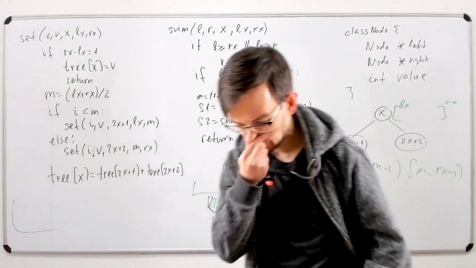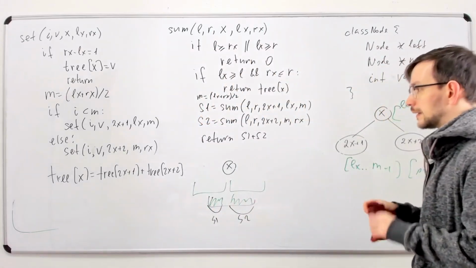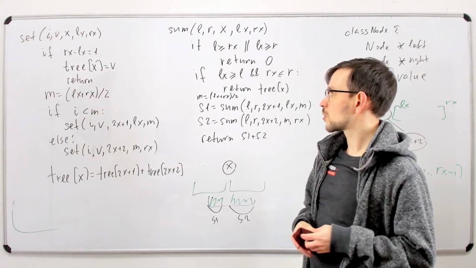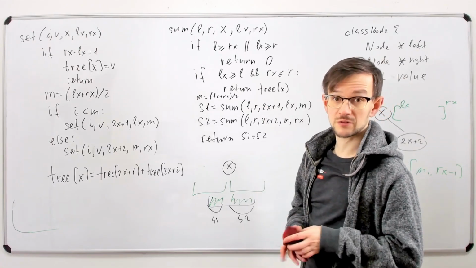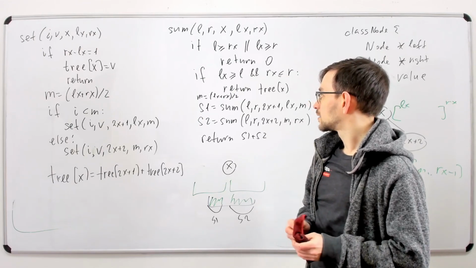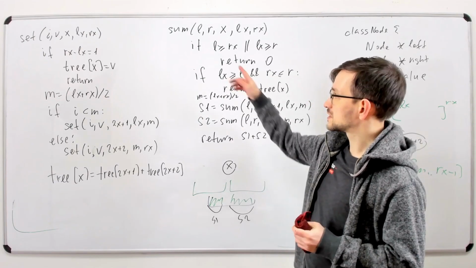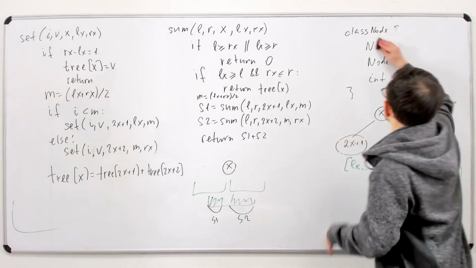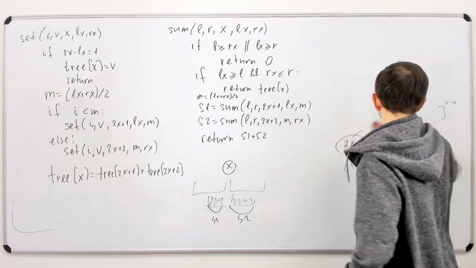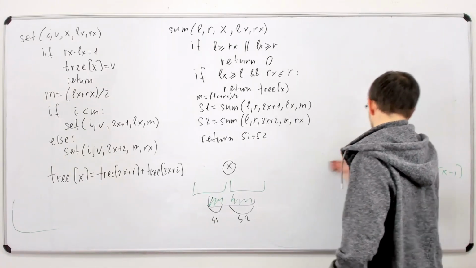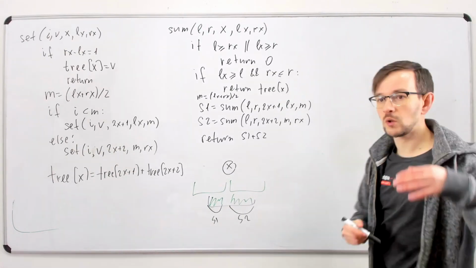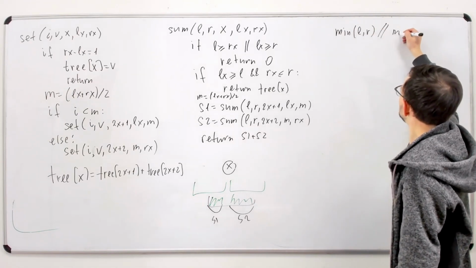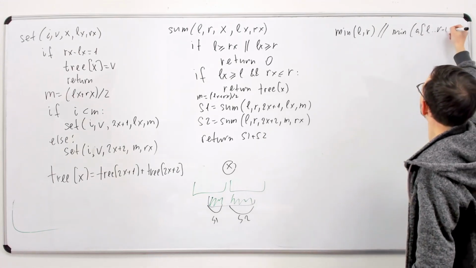Now, what other operations can you do using segment trees? If it's only for calculating sum, it will not be very interesting actually. But the cool part is that instead of calculating this sum, you can calculate many other functions on the segment. For example, let's calculate the minimum on the segment. We want a function minimum from L to R, which returns the minimum of all elements from L to R minus 1, like this.